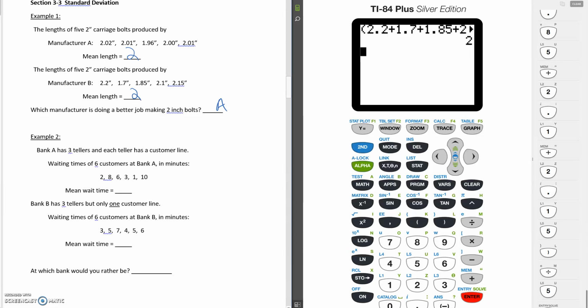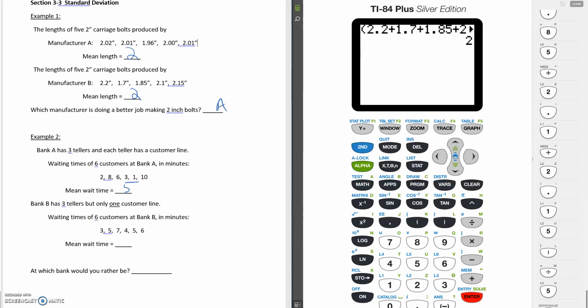So example 2. Here we're going to talk about waiting times at a bank. Bank A has 3 tellers and each teller has a customer line. The waiting times of 6 customers at bank A in minutes are 2 minutes, 8 minutes, 6 minutes, 3 minutes, 1 minute, and 10 minutes. And if you average these, if you added them up and divided by 6, you would get that the average waiting time was 5 minutes. Not too bad, but the person who waited 10 minutes had to wait twice that average.